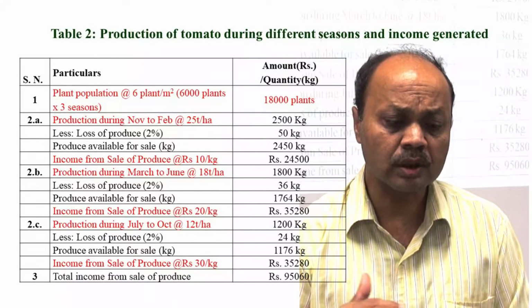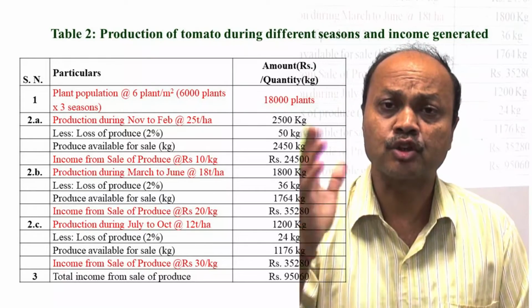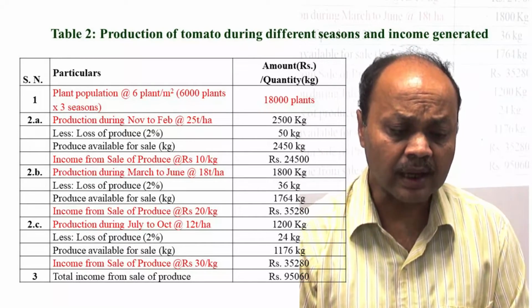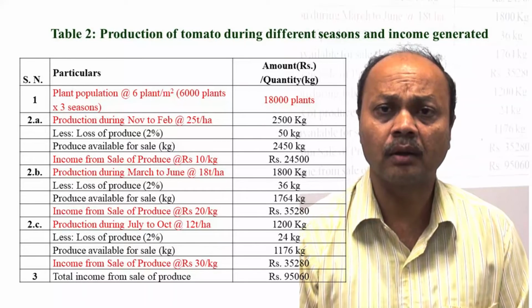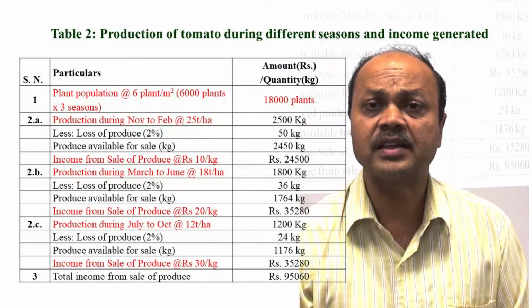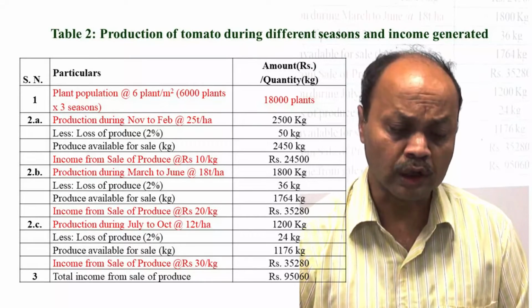And during summer, because the microclimate is not suitable, as we have already discussed, because the air temperature, soil temperature and light intensity are very high, we have taken 18 tons, and 2% loss of the produce. And the selling price, because during summer the price realization from selling tomato is lower, we have considered an average price of 20 rupees per kg.